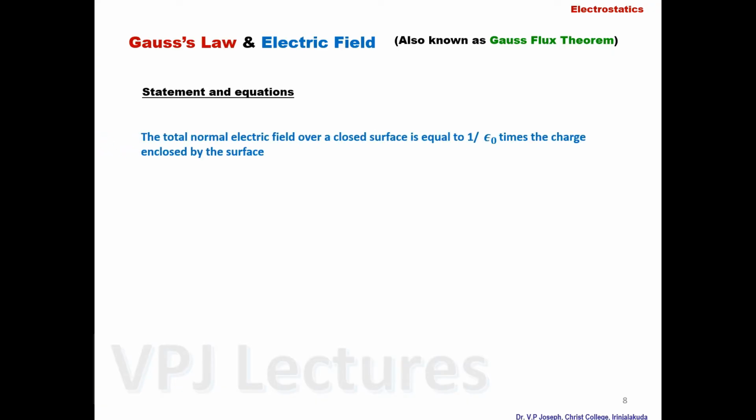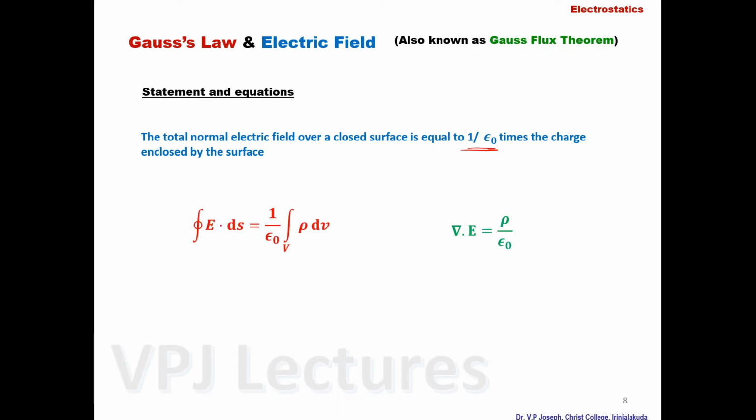So the statement is somewhat like this: the total normal electric field over a closed surface is equal to 1 by epsilon 0 times the charge enclosed by the surface. That is associated with the Gauss-Flux theorem, you always have a closed surface called Gaussian surface, and if there is some charge present inside the Gaussian surface, the total electric flux over the closed surface is equal to 1 by epsilon 0 times the charge enclosed by the surface. That is the statement of the Gauss-Flux theorem, and we can have both integral and differential equations.